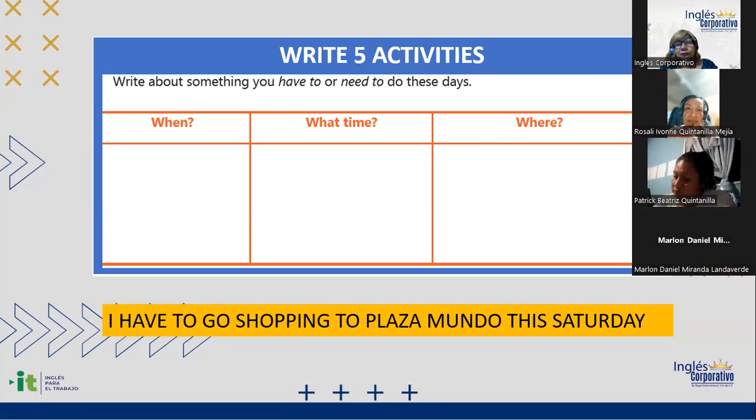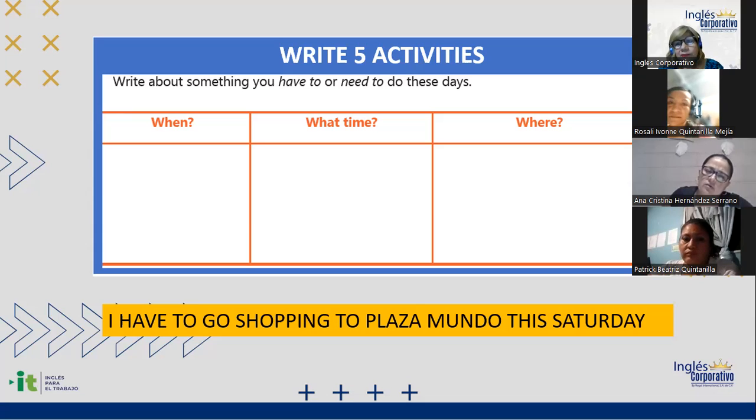Teacher, 5 sentences? Yes, 5. Sentences or activities? Sentences, because you say, I have to go shopping to Plaza Mundo this Saturday. Remember that you have to include where and when in the information. You have to say where and when.